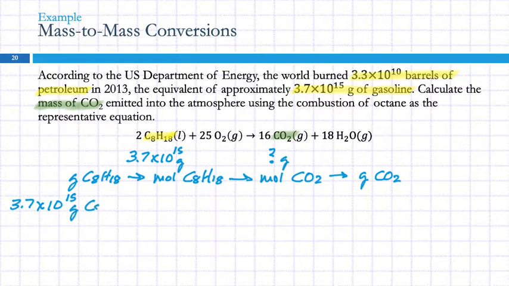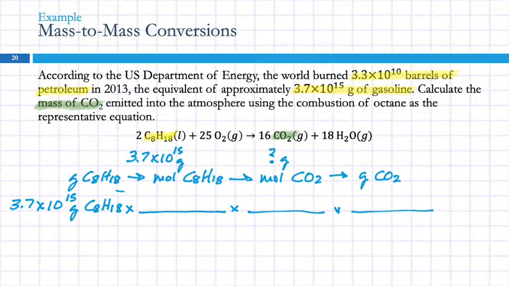I highly recommend writing the chemical formula, because we have grams of octane and we have grams of CO2. We have moles of each. We don't want to get those mixed up. So that many grams of octane times and a line. Times and a line. Times and a line.